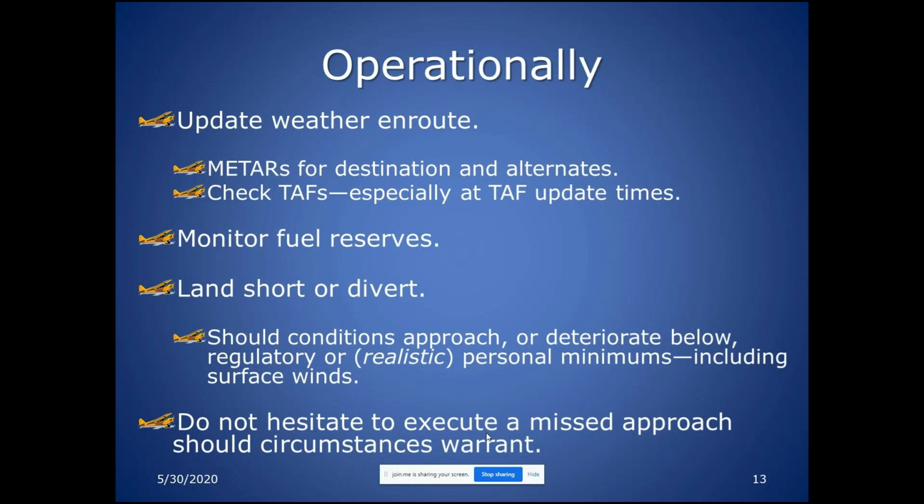Things we might want to consider operationally: land short or divert. Sometimes it's better to land short of a destination that may be marginal, or divert before conditions become untenable or fuel becomes marginal. Should conditions approach or deteriorate below regulatory or realistic personal minimums, we all have personal minimums, right, including surface winds, this again would be a good indicator to go ahead and land short or divert. If we're on an instrument approach, we do not want to hesitate to execute a missed approach should circumstances warrant.